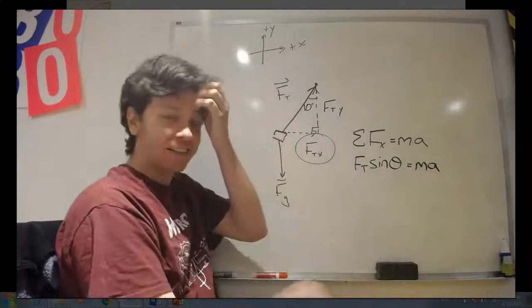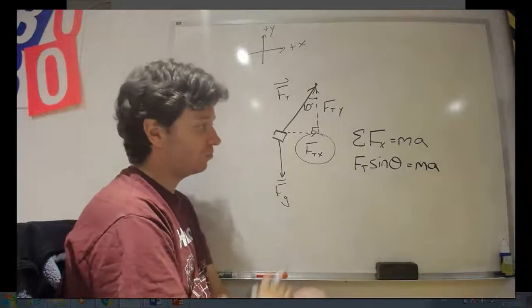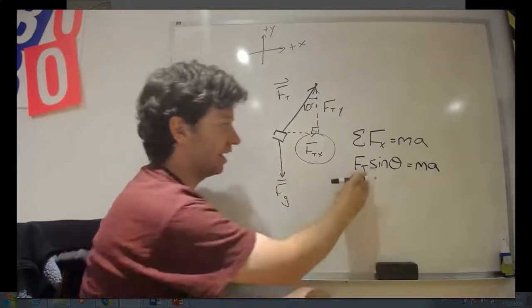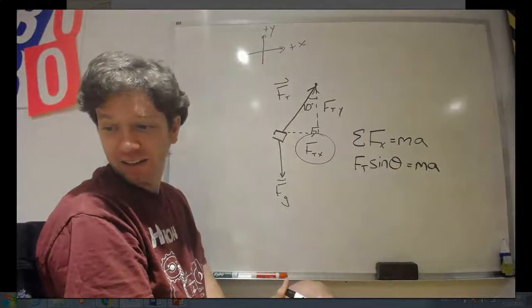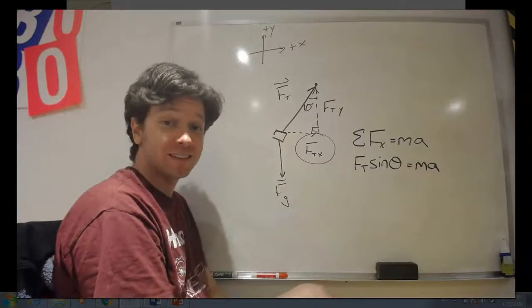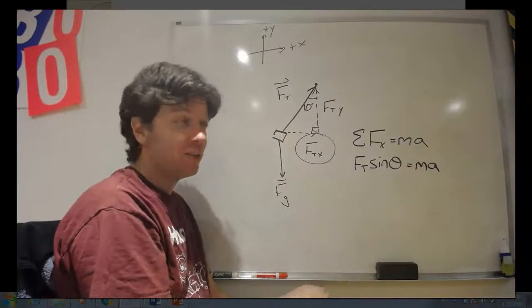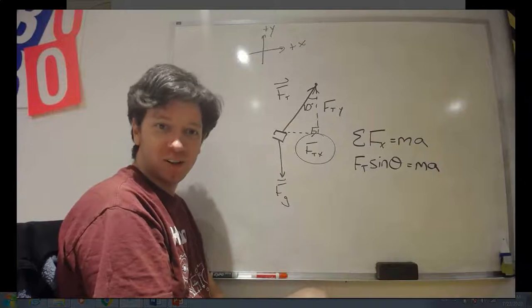I can't actually solve for a yet because that's one equation with two unknowns, tension and acceleration. They give me theta and they give me, oh no, they don't. They don't give you mass. That's three unknowns. No, I'm stuck. How am I going to solve that?